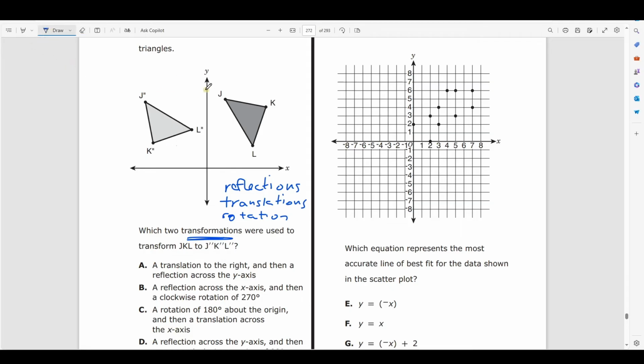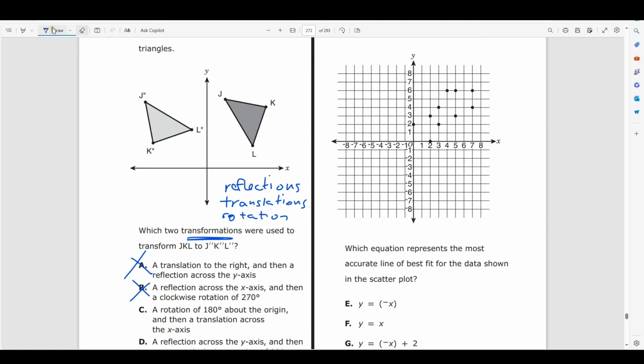Otherwise, if I were to just reflect this, right? Notice how I'm still in the wrong position. My points here, this would be my point J. This would be K, this would be L, and this would be K. I need to rotate the shape in order for it to be oriented in the right position, right? So this is false. A reflection across the x-axis, this choice is also wrong because guess what?